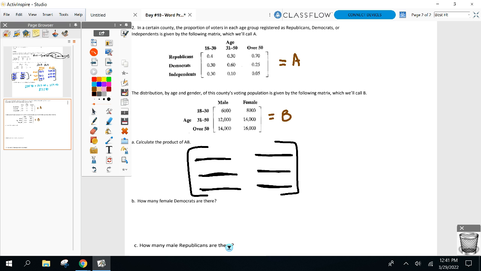Yep. So it's the first and the second, right? So 3 by 2. Correct. Yep.